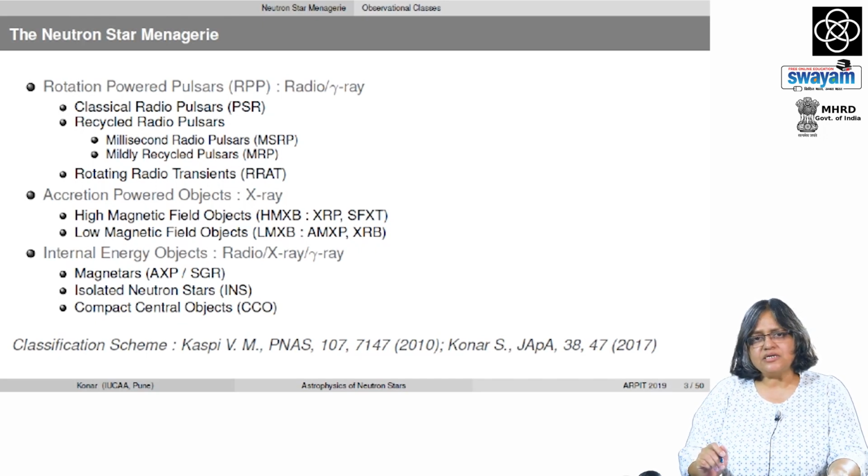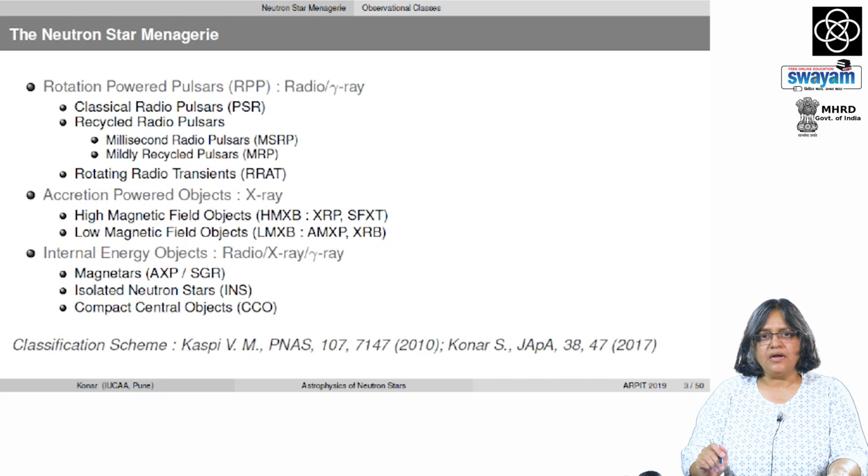Then you have accretion powered objects. So, the energy that we see coming to us from the neutron star is basically generated by the accretion of material from a binary companion onto the neutron star, and very clearly there are two types of such objects. The ones which are sitting in HMXBs, high mass X-ray binaries, appear to have high magnetic field, and the other ones sitting in LMXBs have low magnetic field.